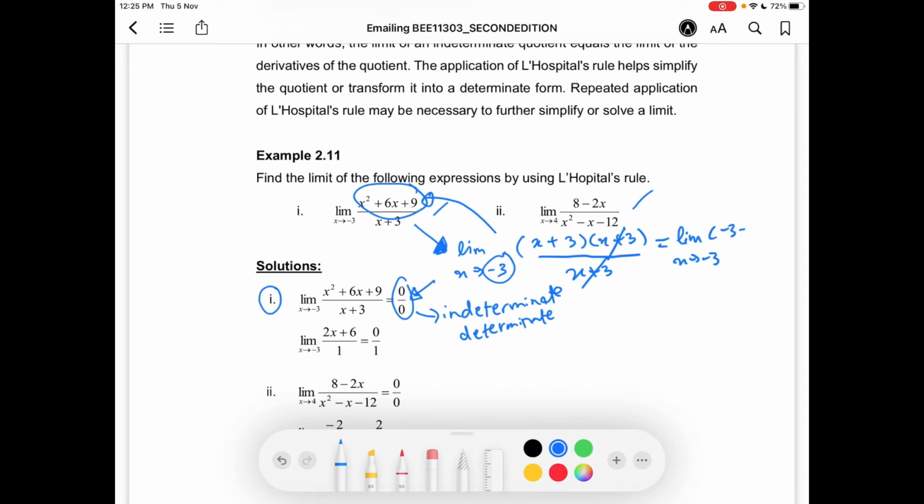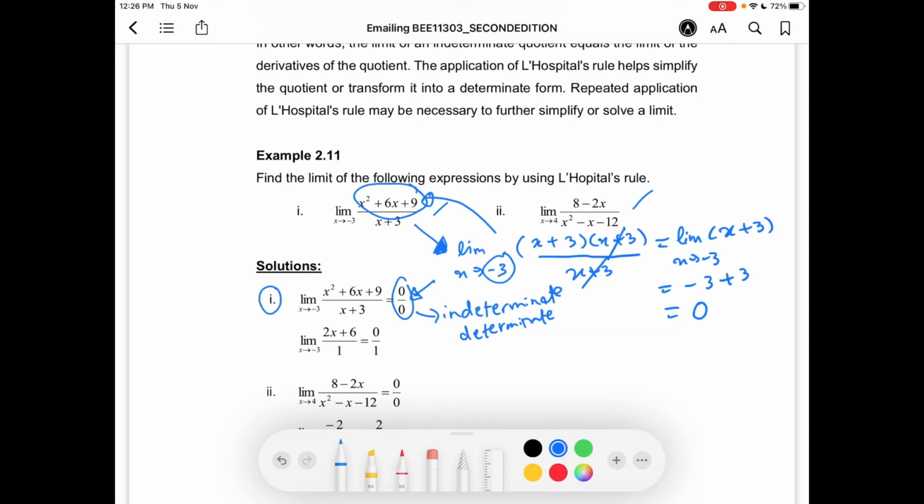So this is minus 3 plus 3. When you apply the limit, you'll get negative 3 plus 3, and you'll get 0. Okay, now this is how you solve this question using the chapter 1 method.